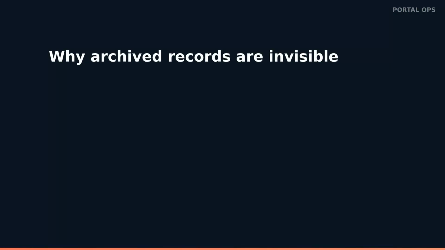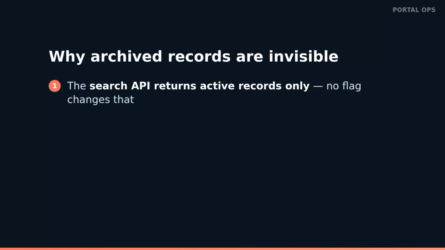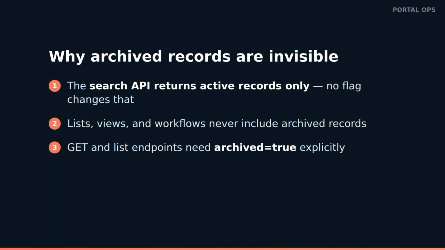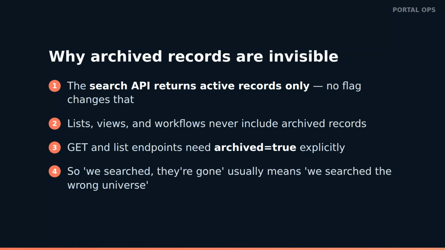Here's why everyone concludes the records are gone. Every normal way of looking at HubSpot, the UI, saved views, lists, workflows, and critically, the search API, operates on active records only. The search endpoint doesn't even accept an archive parameter. It simply cannot see the recycle bin. The basic list and read endpoints can, but only if you pass archived equals true explicitly. So when someone says, "We searched everywhere," what they searched was the active universe. The archived universe requires you to ask for it by name.